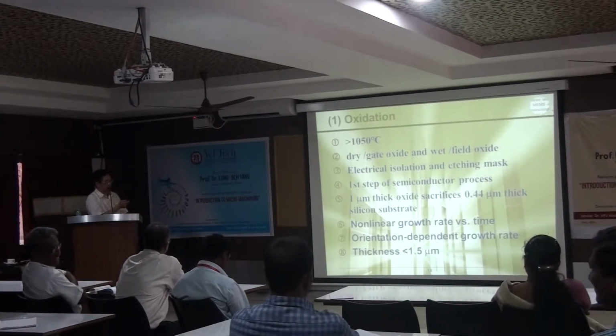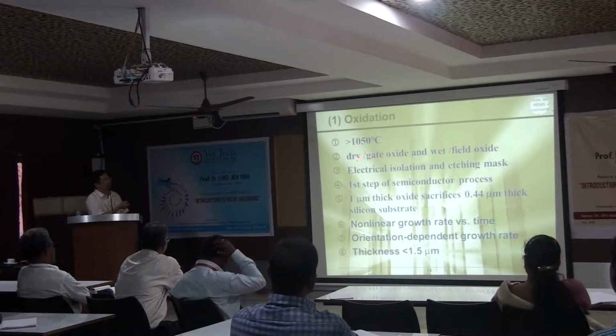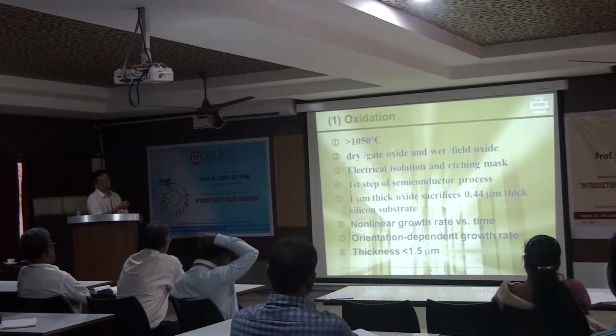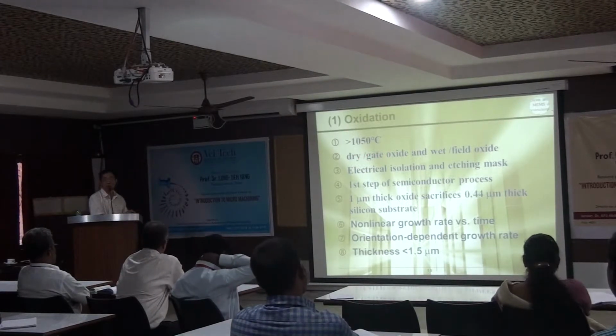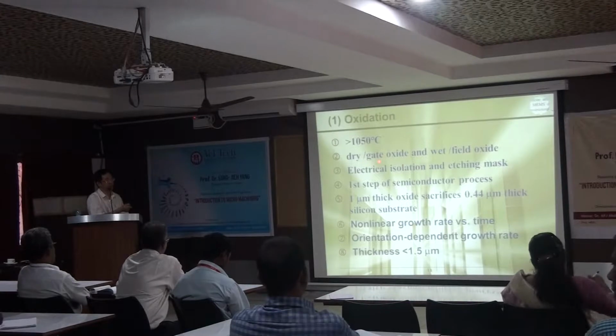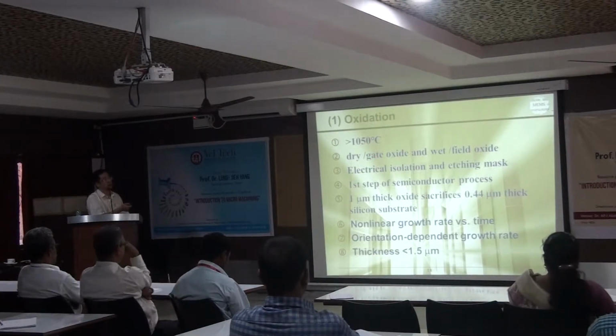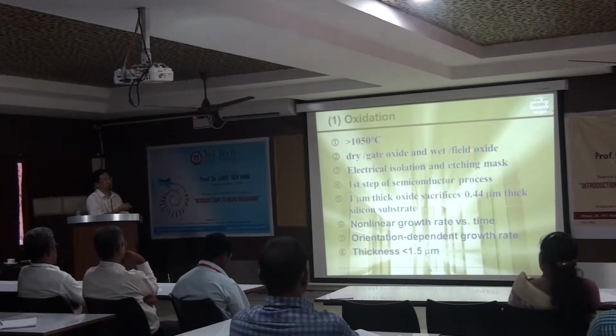Not only a different temperature, we also use a different reactant. For dry oxide, we use pure oxygen to grow the dry oxide or gate oxide. So it's a high quality oxide. We use oxygen gas to grow. But if you only need the wet oxide or field oxide, we use water vapor.